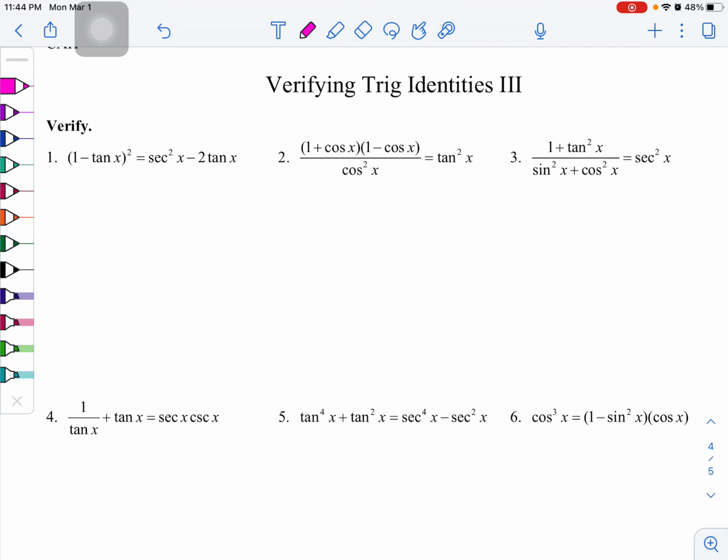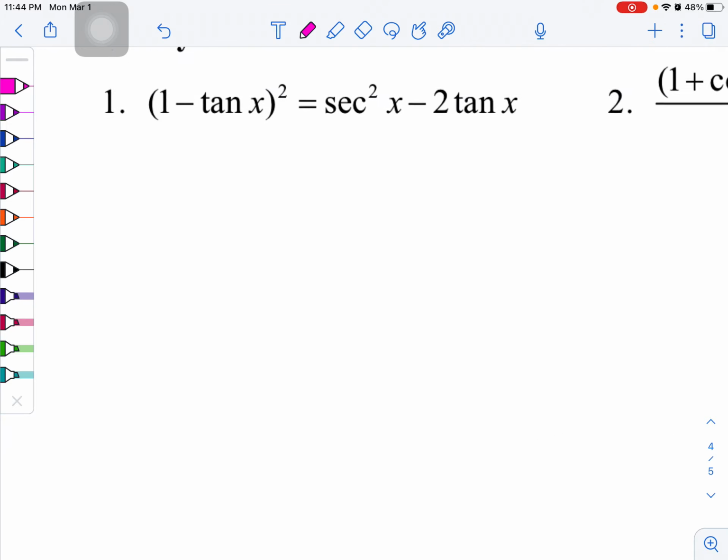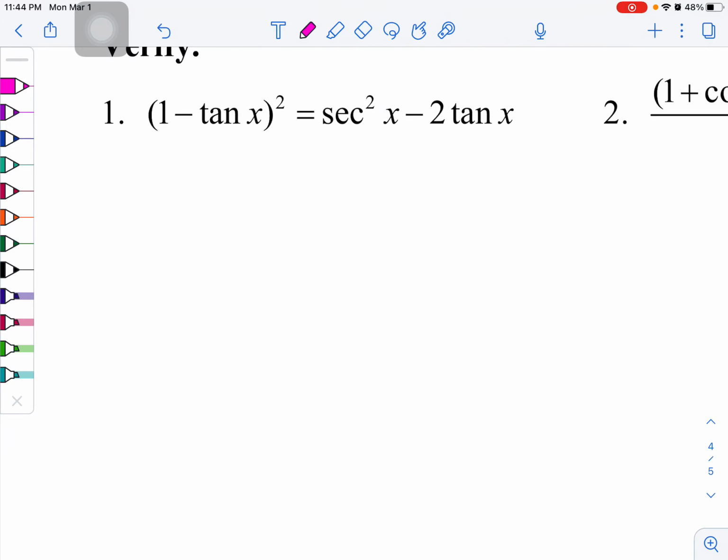All right, it's time for some more verifying trig identities. This one is going to be the 6 problems under the heading Verifying Trig Identities 3. So let's just jump right on in and see what these hold for us. All right, problem number 1.